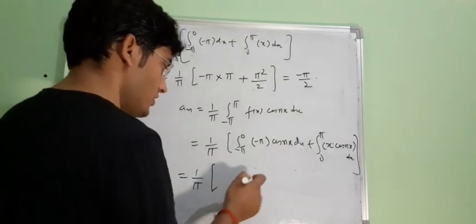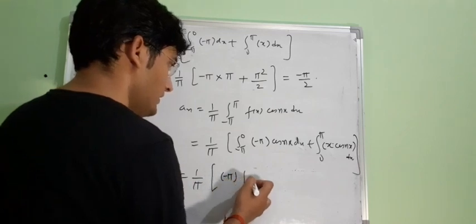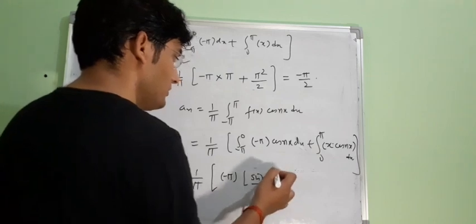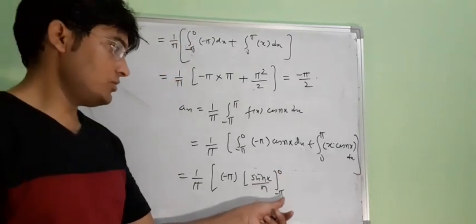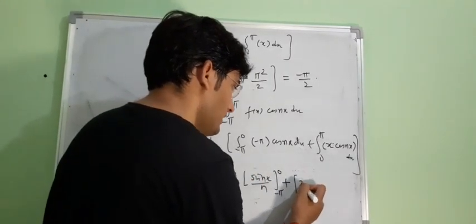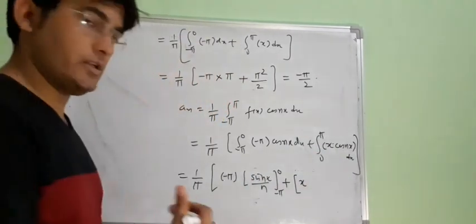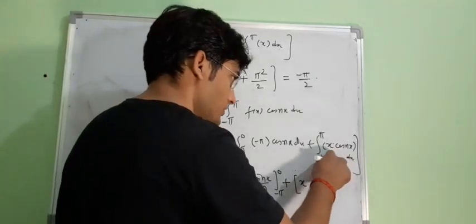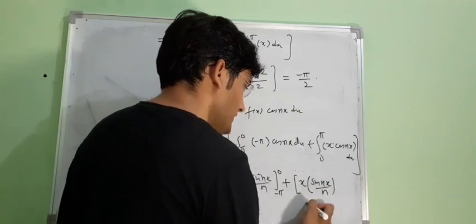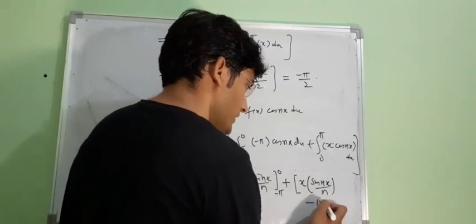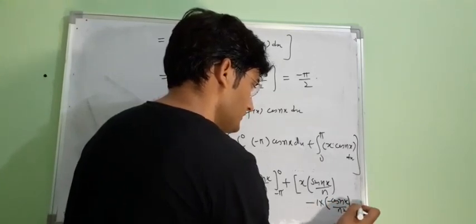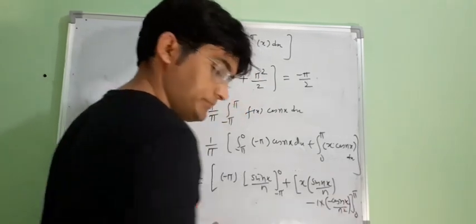Now the integration of cos nx will be sin nx upon n. Now you can see that the upper limit and lower limit both will be 0, because sin 0 is 0 and sin n pi is 0. So this term will be 0, and for this part x cos nx, let us integrate by the Bernoulli rule. So x into the integration of cos nx, which is sin nx upon n, then minus the differentiation of x, and then the integration of sin nx, which is minus cos nx upon n, with the limits from 0 to pi.